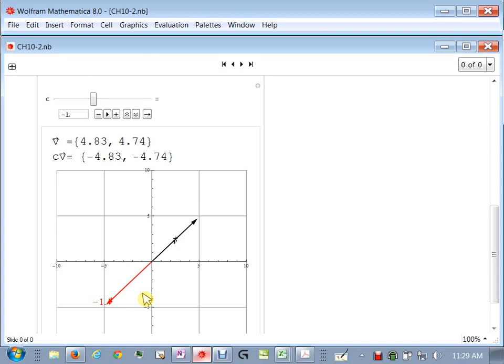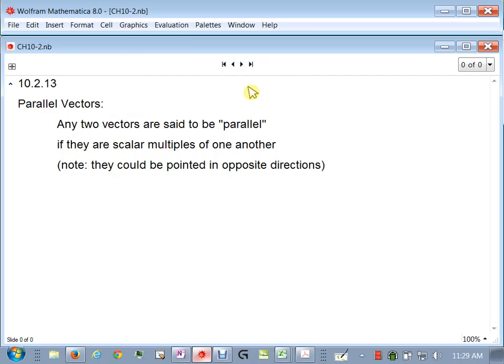It points in the opposite direction, but it's a parallel vector because the definition says all you have to be is a scalar multiple. And this is a scalar multiple. The scalar is -1. Do you see the difference? All right, so that's what I put here. They could be pointed in opposite directions.